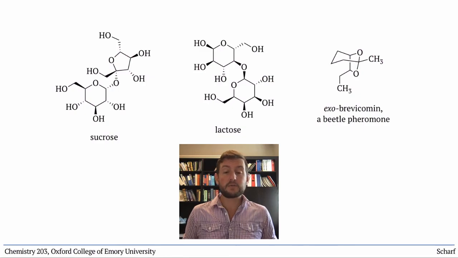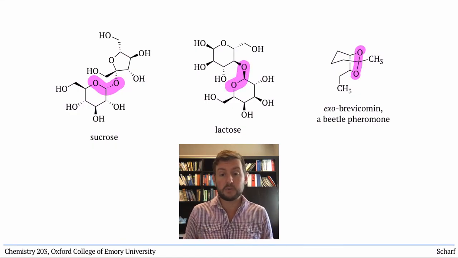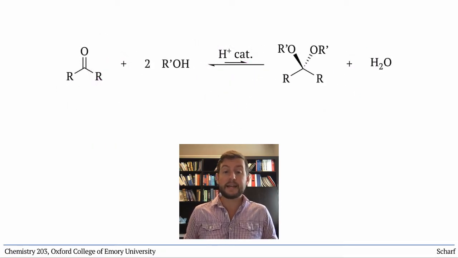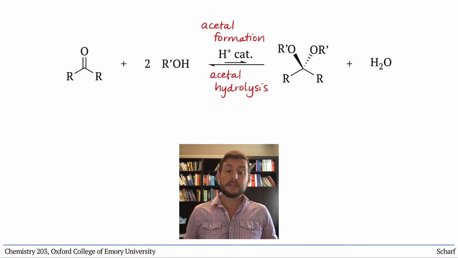Acetals are found in some natural products, such as oligosaccharides like sucrose and lactose, as well as other biologically important compounds like pheromones. They are unreactive under basic or neutral conditions, but can be hydrolyzed back to the ketone or aldehyde they came from with water and an acid catalyst. Hydrolysis is just the reverse of the reaction we described earlier in this video. Because acetals don't react with bases or nucleophiles, they can be used as protecting groups for ketones and aldehydes. You can read more about this role at the bottom of page 228 in your textbook.